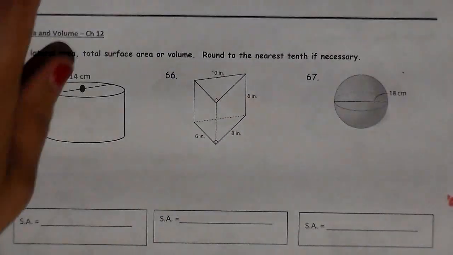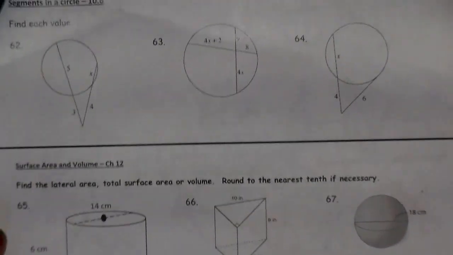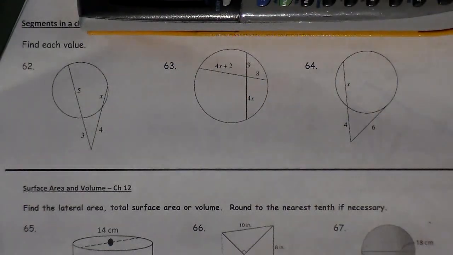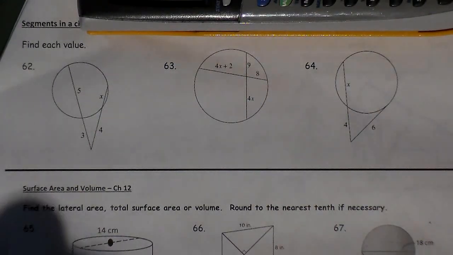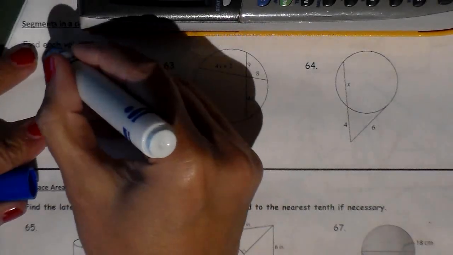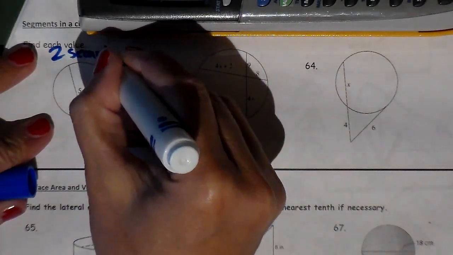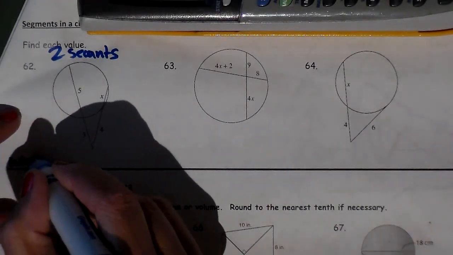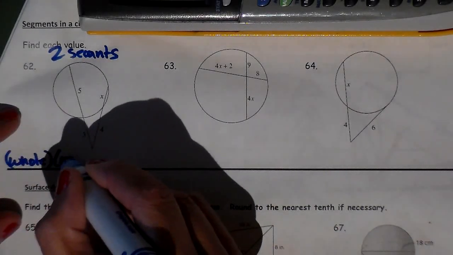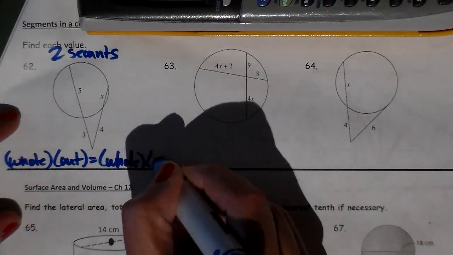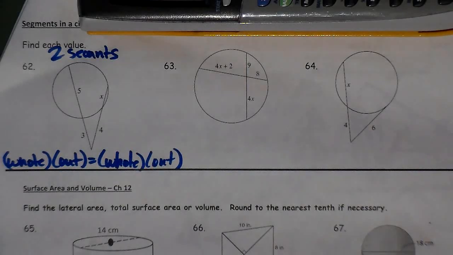Okay. And to finish up the circles, yay! To finish up the circles, we will look at the segments. And we talked about these a little bit in class today, the special segments. Man, we're getting close. We're in the 60s. These are two secants. Now, do you remember what we talked about with secants? Whole times outside equals whole times outside. If you remember, we talked about that.